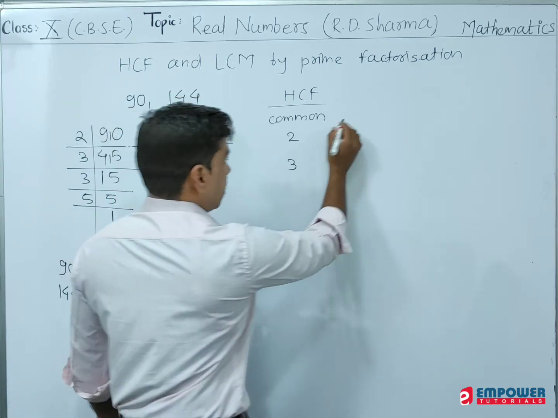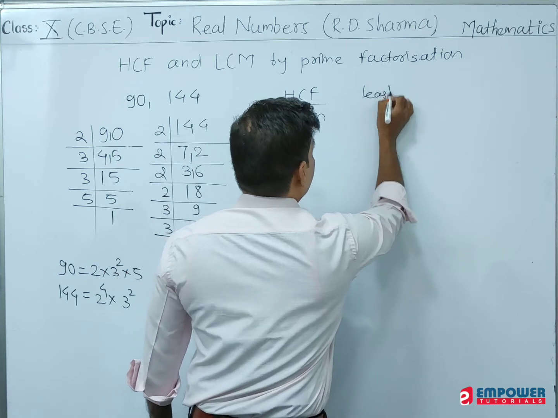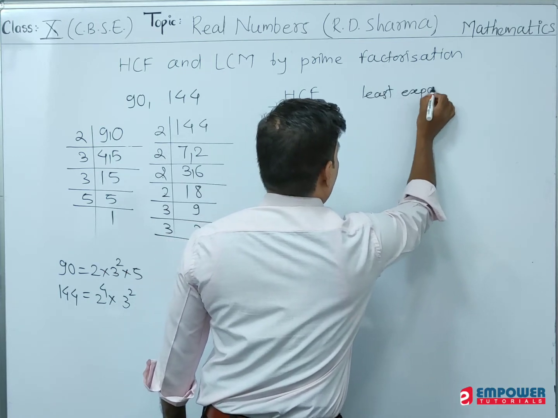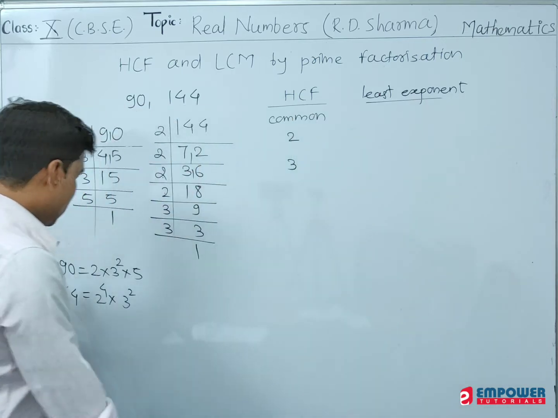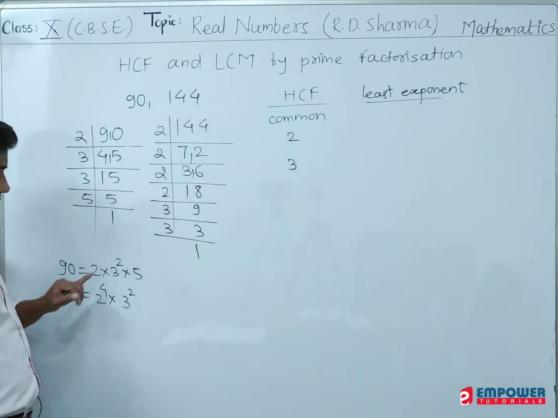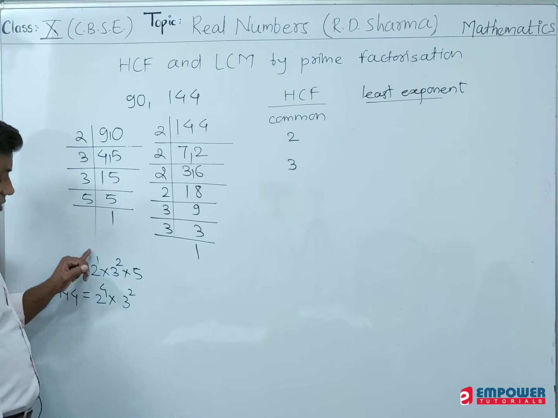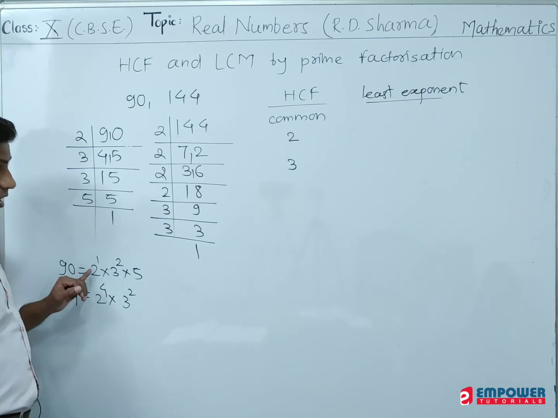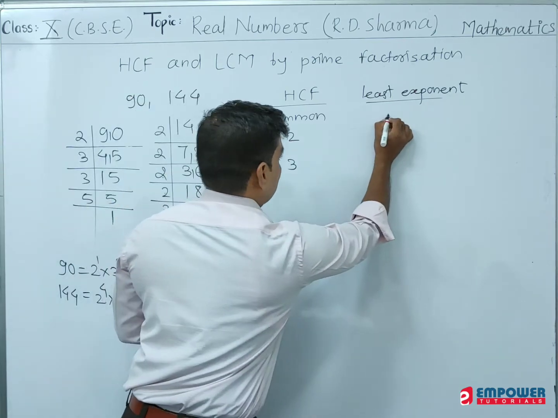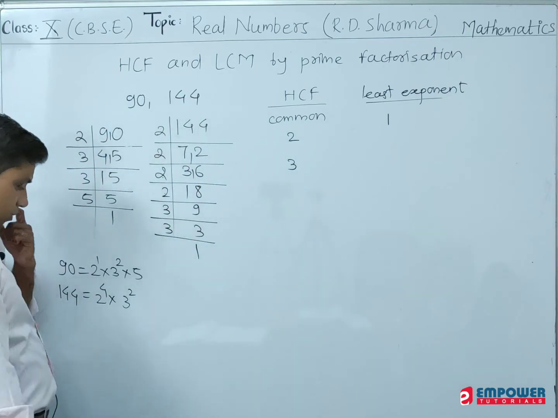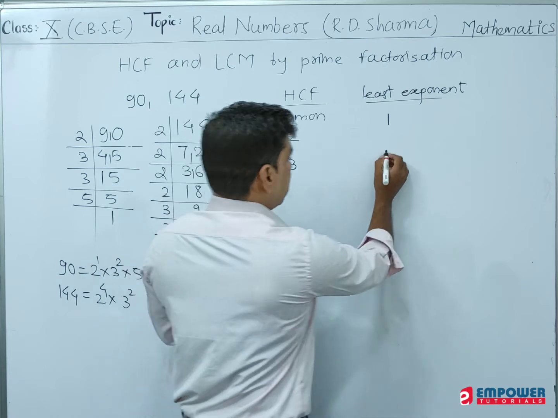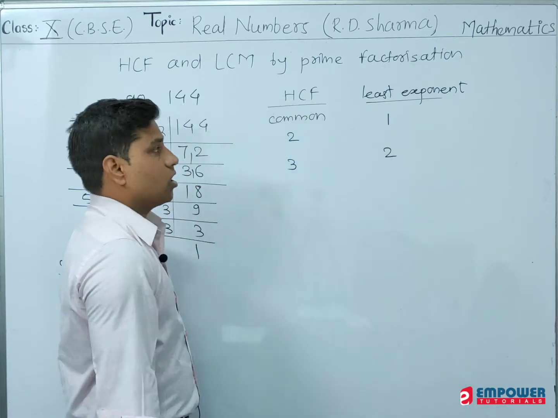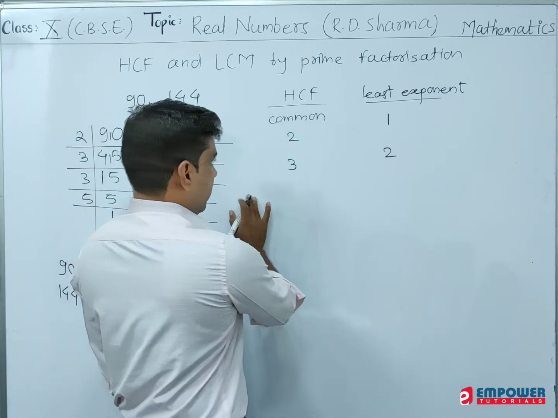Here we have to write their least exponent. What is the least exponent? Least means the minimum number of times it occurs. What is the least exponent of 2? See, 2 occurs here 1 time and here 4 times. So what is the least? It is 1 time only. What about 3? It is 3 square here and square here, so obviously it is a square only. It occurs 2 times.